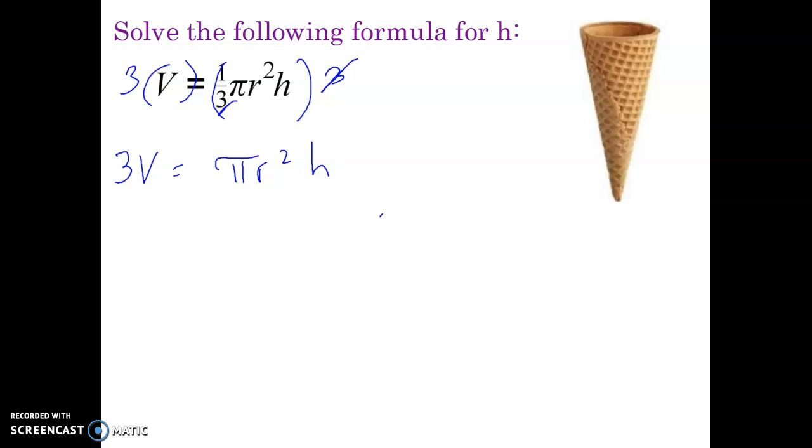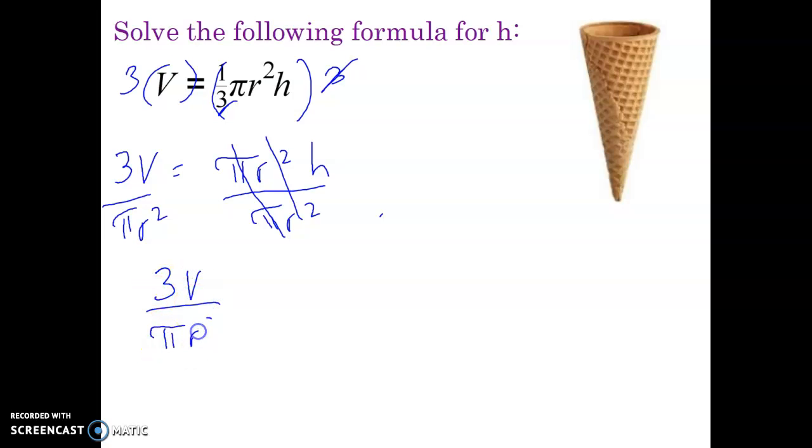Okay, my goal here is to get h by itself. So I need to get rid of the pi, and I also need to get rid of the r squared. But look, pi and r squared and h, those are all multiplied together. So I can do my division in one step. I can divide by pi r squared all at the same time. All right, the pi's will cancel out, the r squareds will cancel out. So 3v over pi r squared equals h. So there's my rearranged formula. There's the solution to my literal equation. I have gotten h by itself.